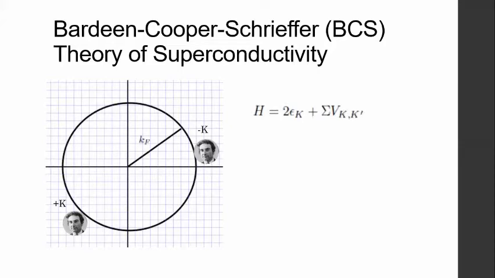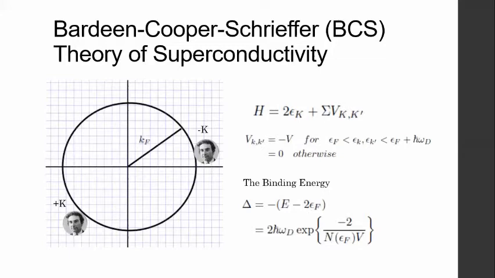The two-electron Hamiltonian is given by this, where V is the interaction potential energy and K is the individual kinetic energy, defined by the Fermi energy. We define the interaction potential such that it's attractive and constant for the given region and is zero otherwise. After a few assumptions and calculations, we arrive at the binding energy of the Cooper pair. This energy is lower than the energy of the two unpaired electrons, thus favoring the formation of Cooper pairs.